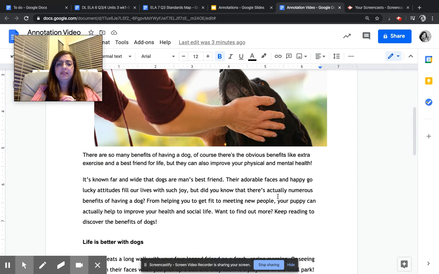There are so many benefits to having a dog. Of course, there's obvious benefits like extra exercise and a best friend for life, but they can also improve your physical and mental health. It is known far and wide that dogs are man's best friends. Their adorable faces and happy-go-lucky attitudes fill our lives with such joy. But did you know there's actually numerous benefits to having a dog? From helping to get fit to meeting new people, your puppy can actually help improve your health and social life. Want to find out more? Keep reading to discover the benefits of dogs.